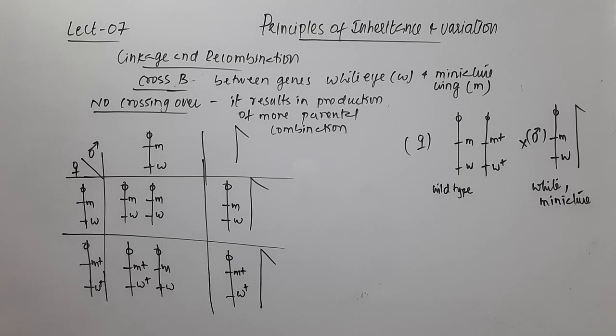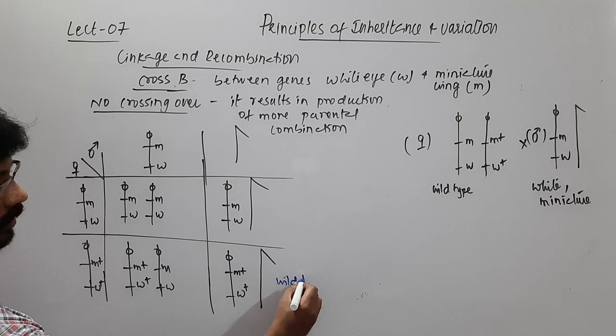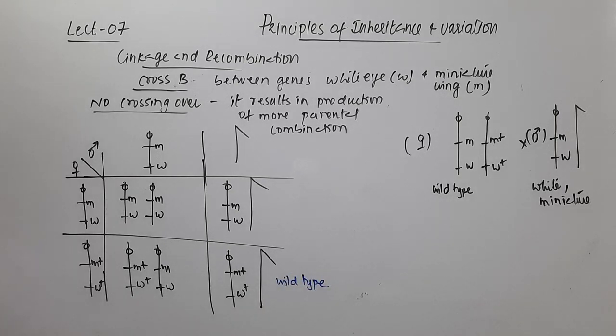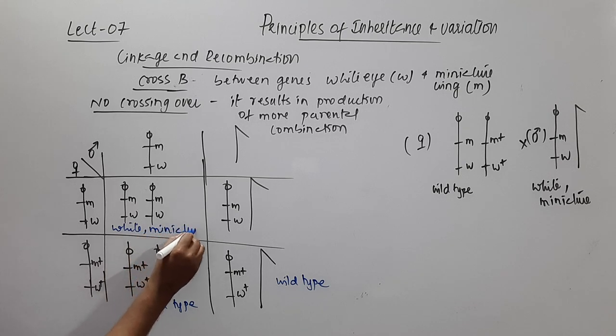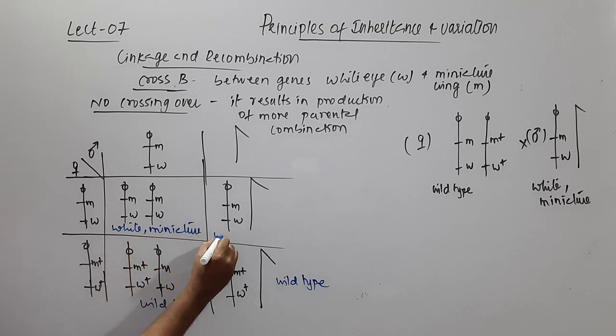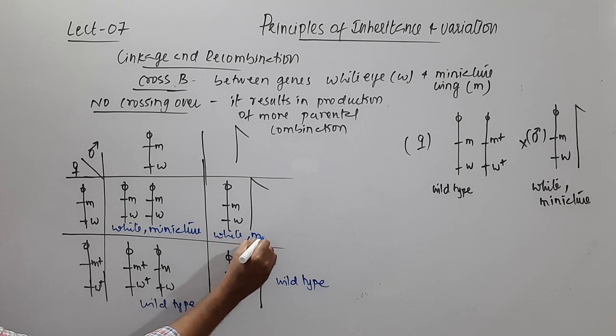Okay, so this is what we get. In this case, this will be the wild type, and here this will be the wild type, and this will be the white miniature winged. And here also it is white miniature winged.